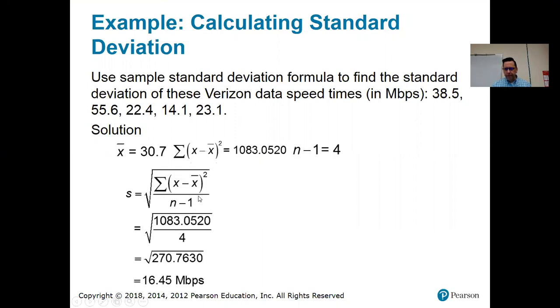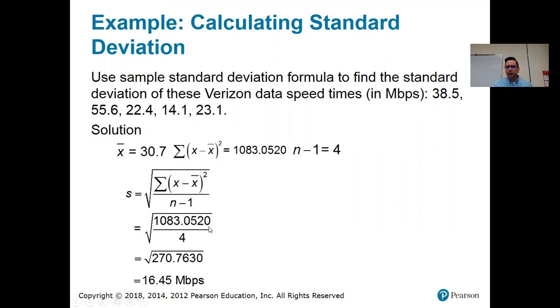Here's the formula. So this number on top of the fraction is that 1,083 and some change, and then you're dividing it by 1 less than the sample size. When you do a sample standard deviation, you have to divide by n minus 1. Later on, we'll talk about population standard deviation. You divide by n instead of n minus 1. It's not a huge difference.